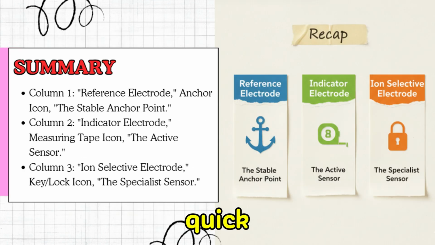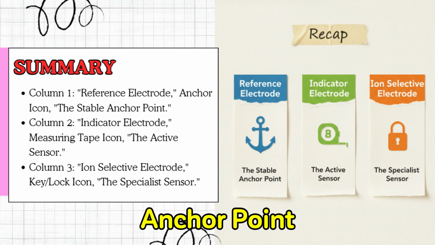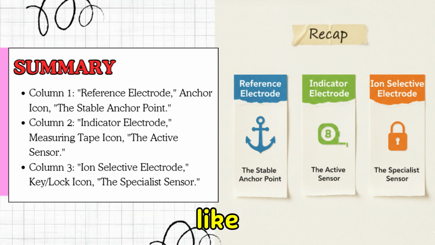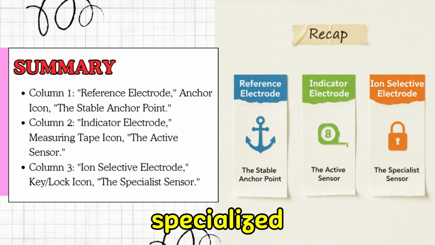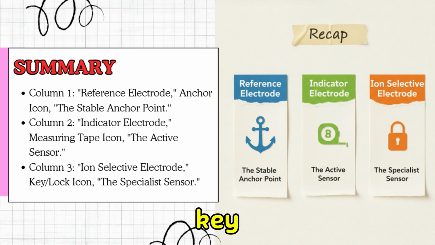So, let's do a quick recap. The reference electrode, like the calomel electrode, is our stable, unchanging anchor point. The indicator electrode, like the glass electrode, is our active sensor whose voltage changes in response to an analyte like hydrogen ions. And the ion selective electrode is a highly specialized indicator that acts like a unique key for a single specific ion. Together, they form the basis of how we precisely measure the invisible chemical world around us.